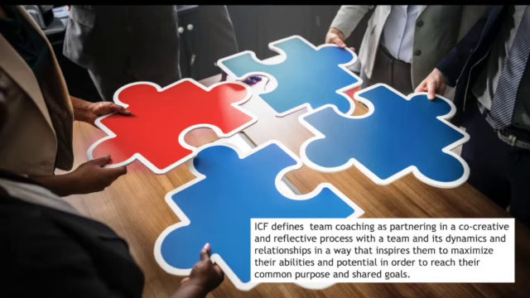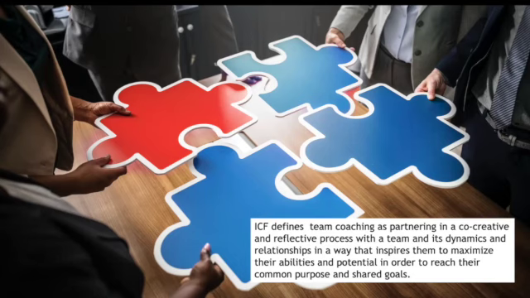But the key element here is that in this partnering, and again, ICF philosophy is about partnering, in this co-creative process, we are looking to support the team to maximize abilities and potential to reach their common purpose and shared goals. So our goal as team coaches is to create that space where the team can reflect on their work, on themselves. Many teams don't have this opportunity.